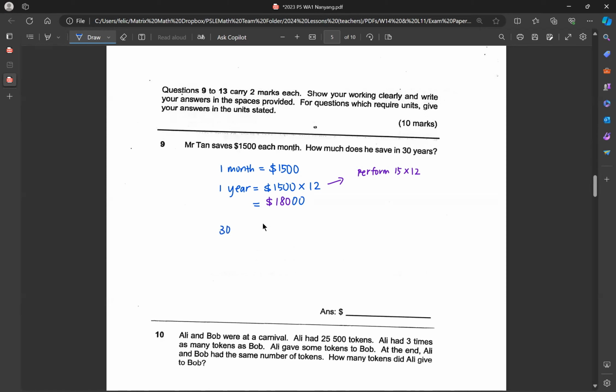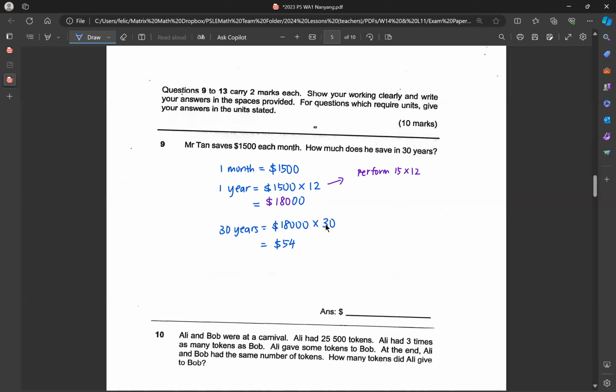Now we can go on to find out how much he saved for 30 years. Of course, that will be 18,000 times 30. Likewise, when you do this multiplication, ignore all the zeros first. You can even ignore the 0 first. So 1, 2, 3, 4 zeros to ignore. You perform 18 times 3. 18 times 3 is 54.